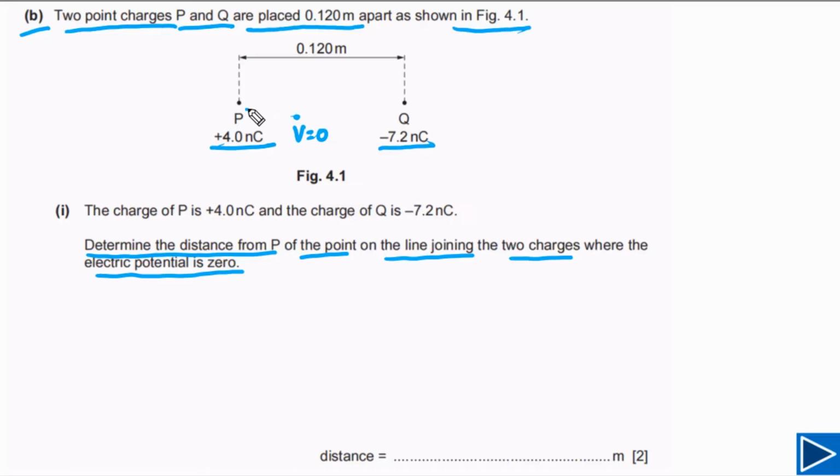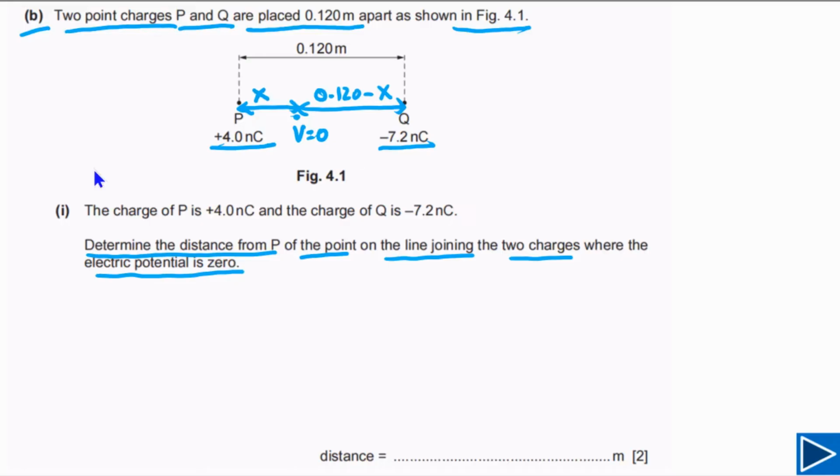Let's say that point is at a distance of x from P. We just assume a certain distance x, and then we will find the magnitude of x. If this distance is x and the total is 0.120, then the distance between Q and that point will be 0.120 minus x. Now simply we need to find the value of x.